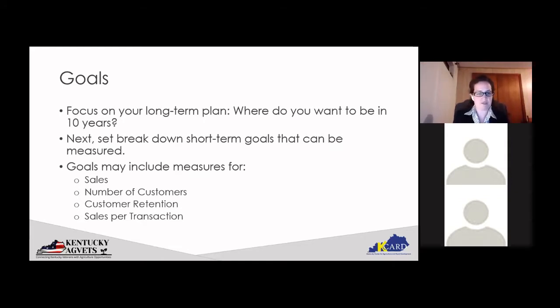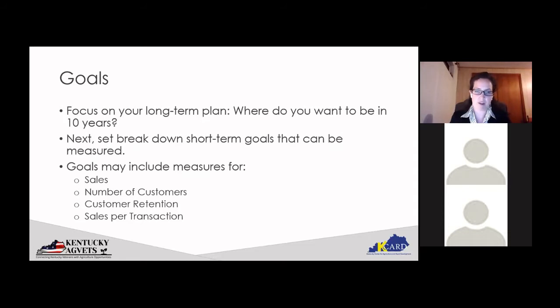Once you've determined where you want to be in the future, we're going to break those down into short-term goals. We identify your short-term goals to be anything that can happen in the next 3 to 5 years. Here, we want to make sure that you have SMART goals. What that means is that they're specific, measurable, attainable, realistic, and timely.